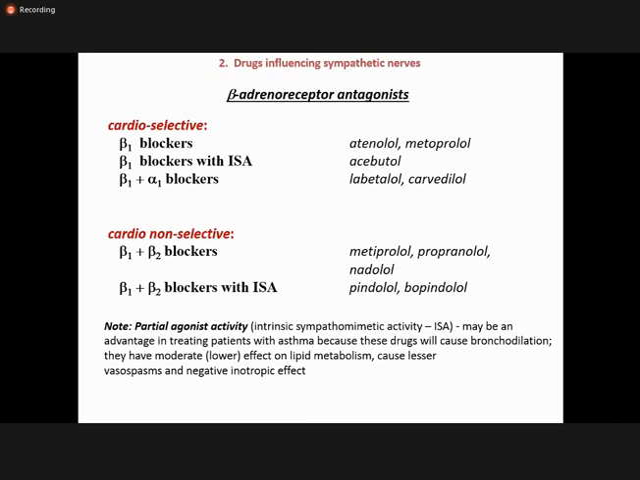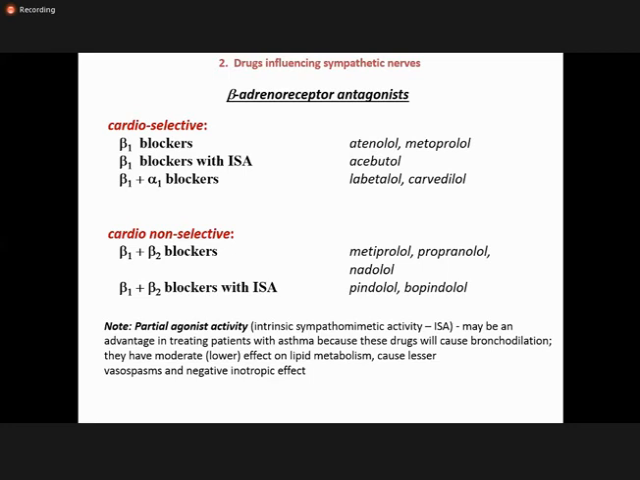Very important examples are labetalol and carvedilol. Again, these are two very important drugs. These drugs not only block beta 1 receptors but also block alpha 1 receptors, specifically labetalol. This is the drug that can be used in emergencies to treat severe hypertension. And carvedilol is another very important example of a drug that we use in chronic heart failure patients to control blood pressure.